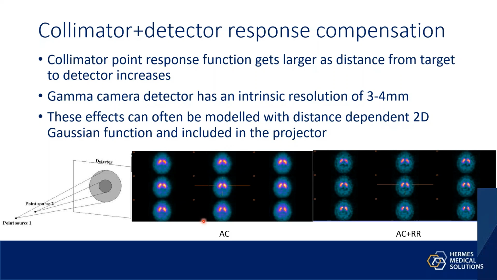Here you can see DAT scan images reconstructed with attenuation correction only, and here you can see images which have been reconstructed with the Gaussian function based collimator model, and you can see that the resolution in here is much better.